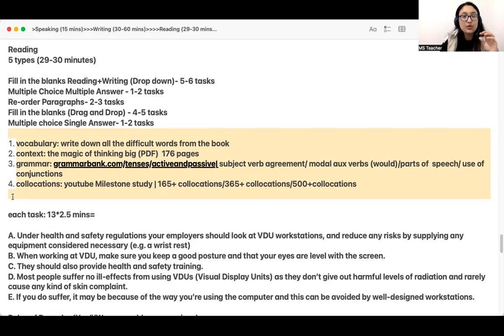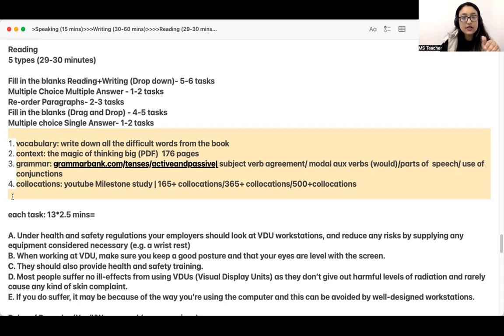Then comes grammar. Grammar is a building block. It's not the entirety, but without grammar, some of the questions will be hard to solve. Okay, some of those questions will really need hardcore grammar knowledge. So in order to improve your grammar, you need to work on some quizzes, like from grammarbank.com. It's a website where you can get free quizzes for English. So grammarbank.com, there you can find tenses, active passive voice, subject verb agreement, modal verbs, especially would, parts of speech, and use of conjunction. So focus on all these grammar points from this website.